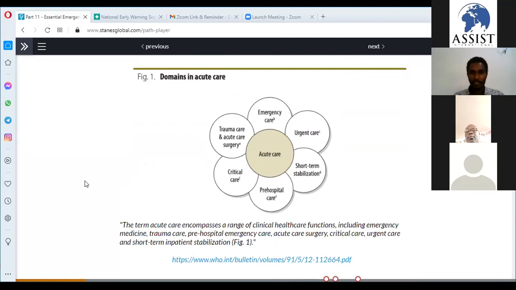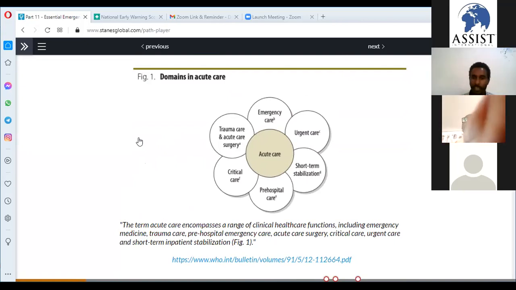So we have trauma care and acute care surgery, whereby patients may come with trauma, or they may have acute surgical conditions that may need prompt intervention for a good prognosis. Emergency care, of course, a lot of patients who need immediate attention, like myocardial infarction, stroke, and so on, may present to you. So acute care should be established there. There are also urgent care centers and short-term stabilization areas, and importantly, pre-hospital care also needs acute care, like also critical care.